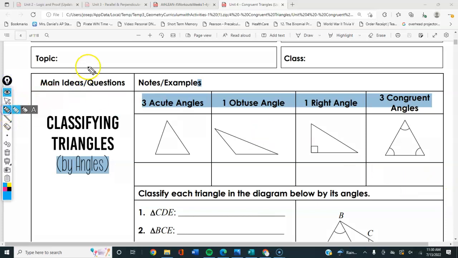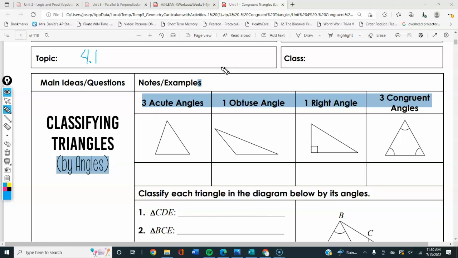No, today we are looking at 4.1, classifying triangles by side length and by angle measure. Alright, this one should be a review. I'm going to go relatively quickly, but let's learn some stuff along the way.